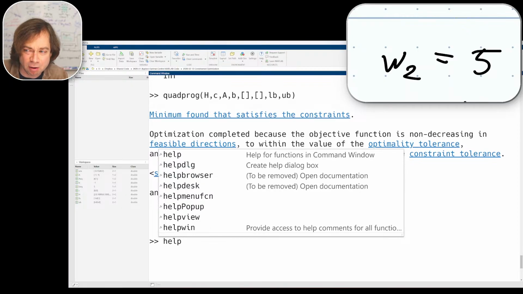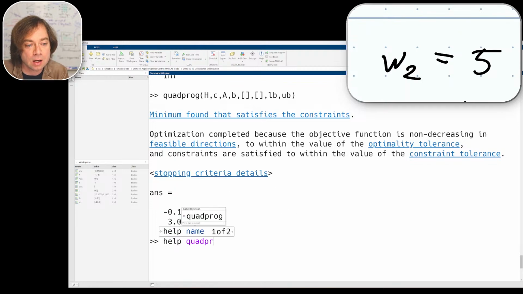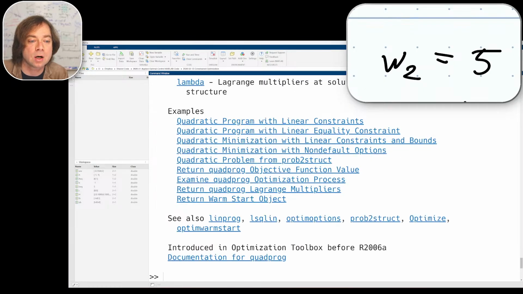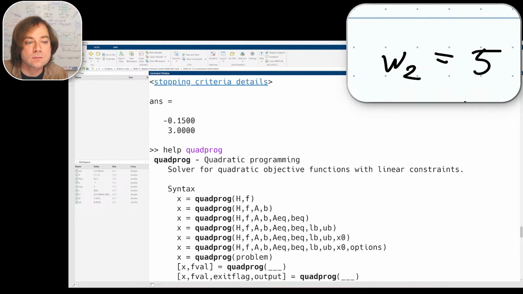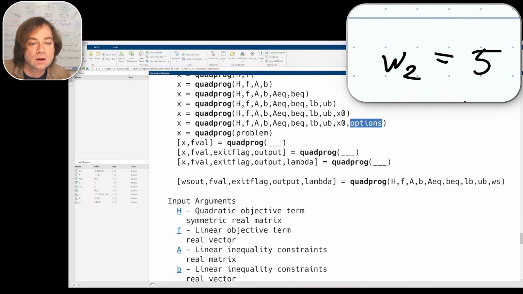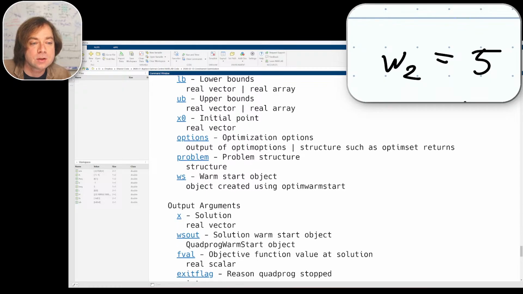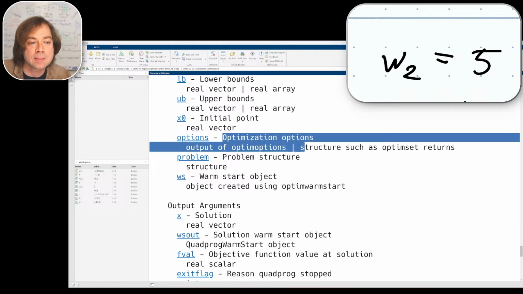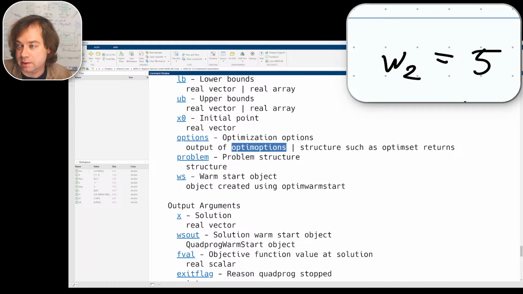You'll notice that there are also options that you can add to the optimization. You can change the algorithm. You can have it display. So let's go to help quadprog. You can add options. If you want to add options, you want to use the optimization option structure, optimoptions, and I'll show you what that is real quick.